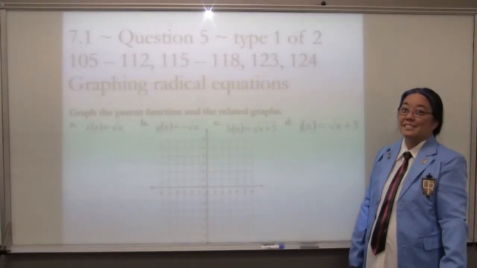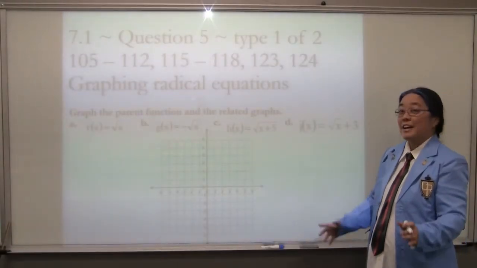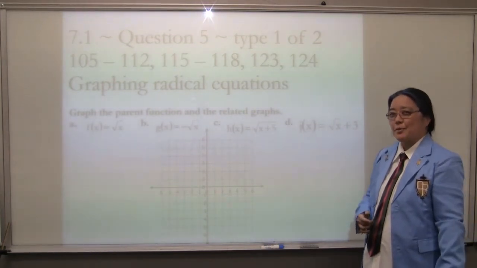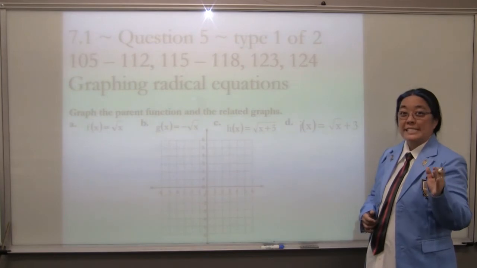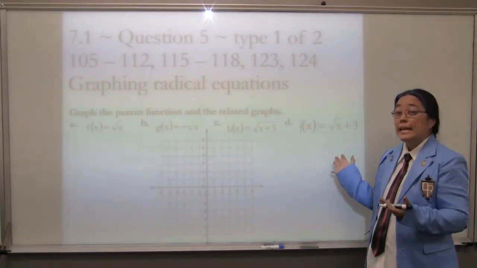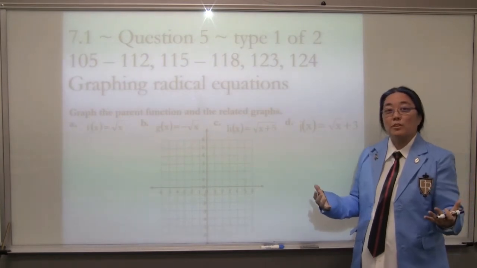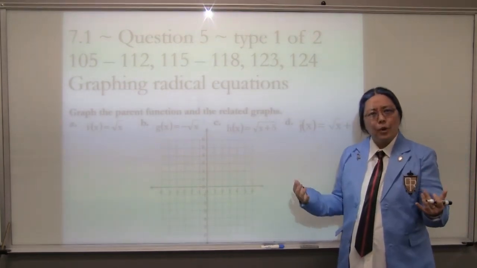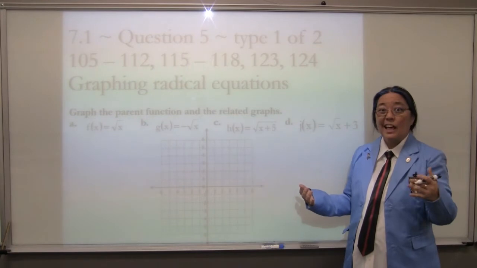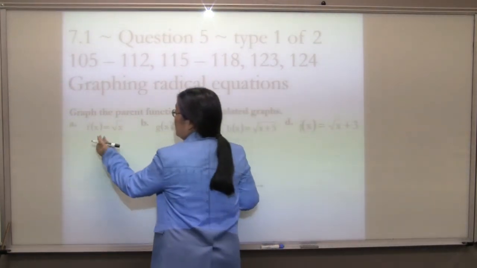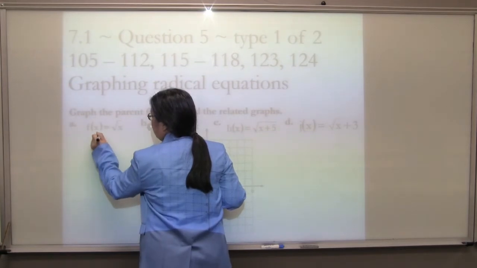Chapter 7, Section 1, Question 5, Type 1 of 2. Remember back in Chapter 3 when we were having you make T-tables? Same thing. We're going to use T-tables. T-tables are wonderful because when you forget how to graph something, they should always work. Here we go. I'm first going to graph out the square root of x.